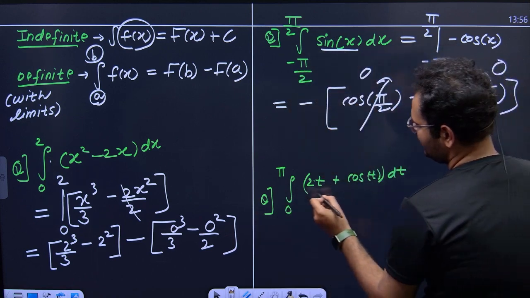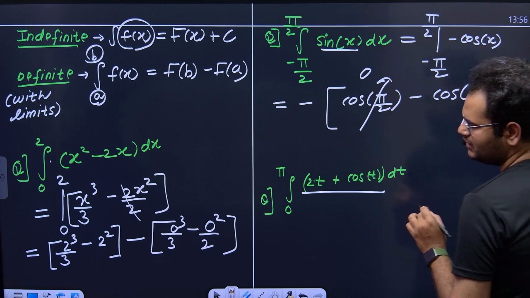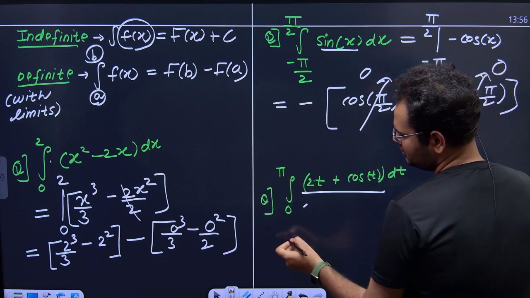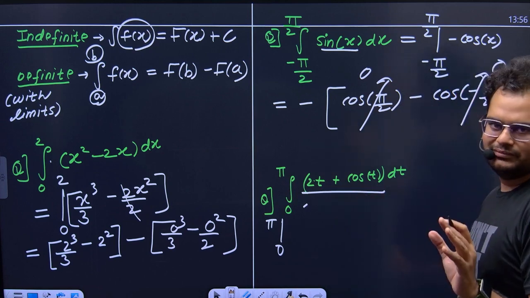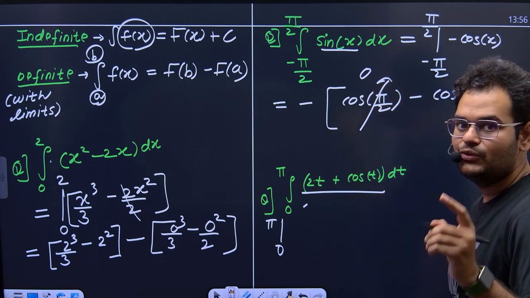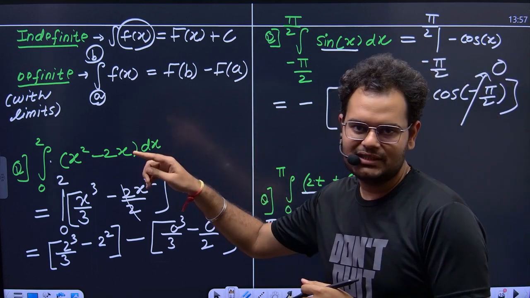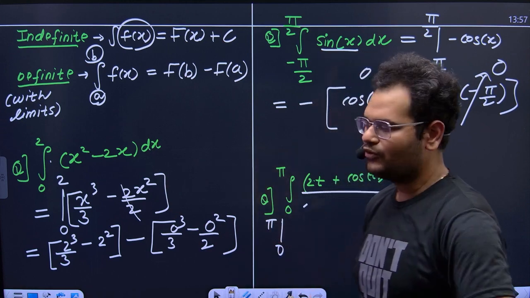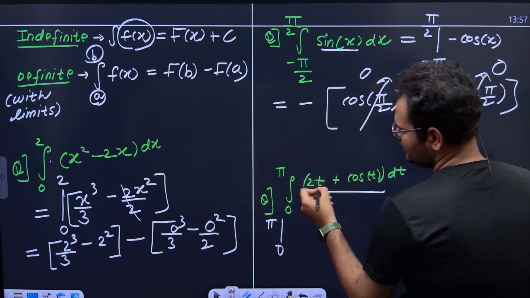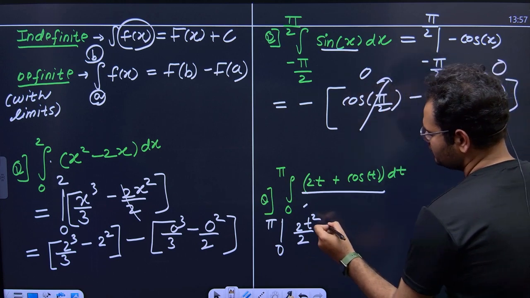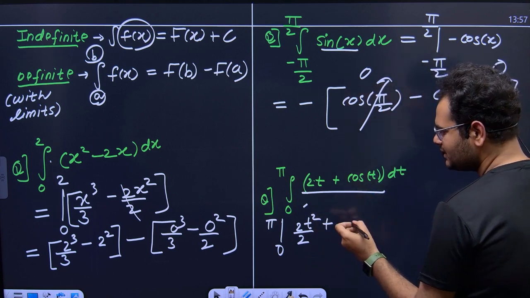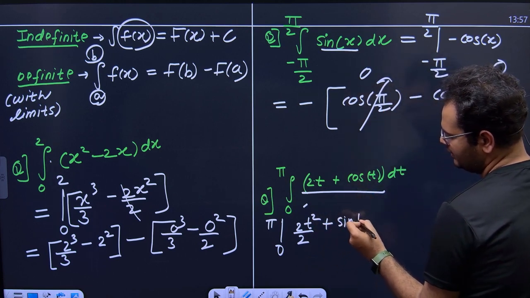Sir, what about this? How to integrate? Very easy. So 0 to pi. First, our integration is done. I have so much confidence that I know you will integrate till now. If you have pen and paper and if you really solved with me previously, then your integration will improve for sure. So what is integration of 2t? It is just 2t square by 2. Plus what is integration of cos? It is minus sign or plus sign? Plus sign. Exactly. Sin t.